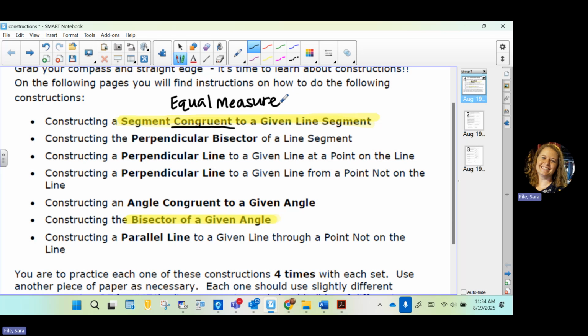And we don't have a ruler. So we're not going to do it with a ruler or a tape measure. We're going to do it with a compass. We're learning how to use the compass. Okay. And then the other one that we're going to focus on. Okay, so that's the first one.